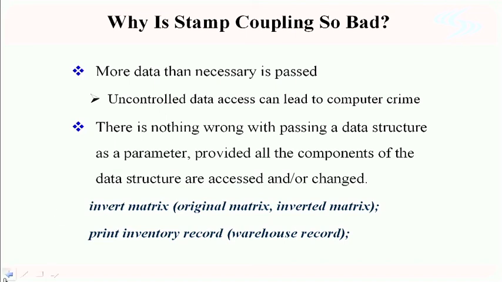For example, invert matrix has two parameters. One is the original matrix, and another is the inverted matrix. And one more case, print inventory record, and the parameter is the warehouse record. It's okay because all the data inside the data structure will be used.